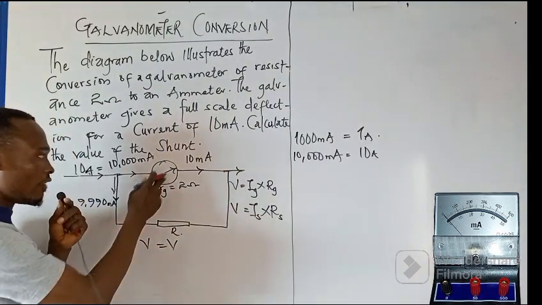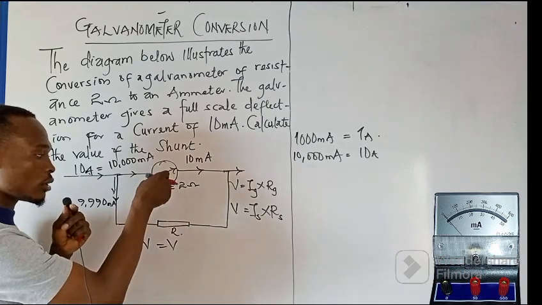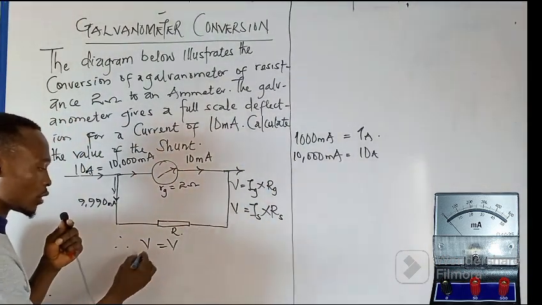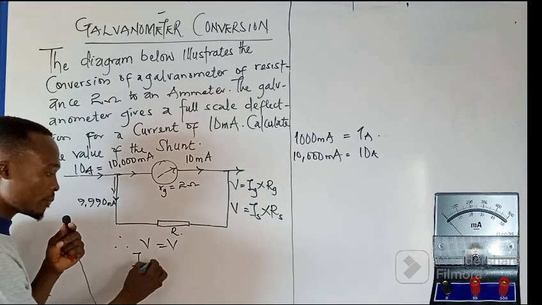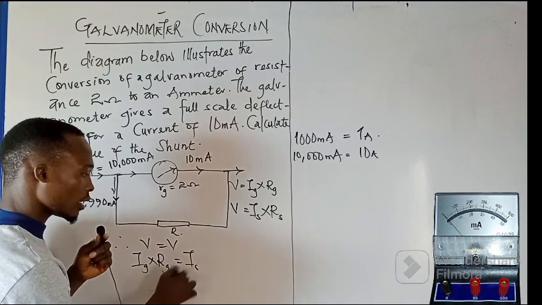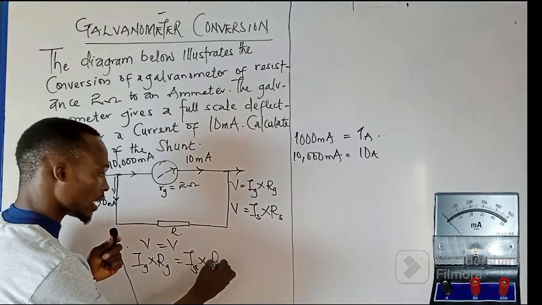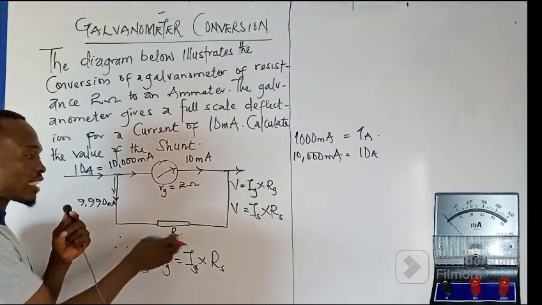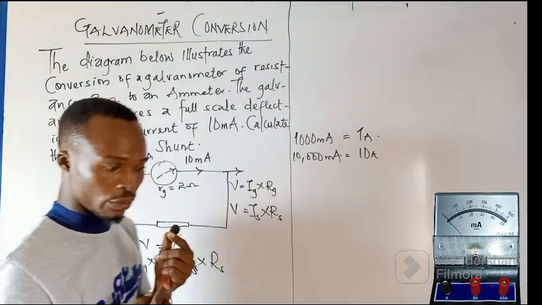So if V of the galvanometer is equal to V of the shunt, then the products have to be equal to each other. That will be the current of the galvanometer times the resistance of the galvanometer equals the current of the shunt times the resistance of the shunt. Now we have gotten this, so we just have to insert the data and get the resistance value of the shunt.